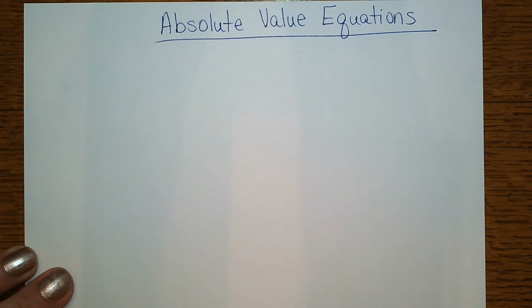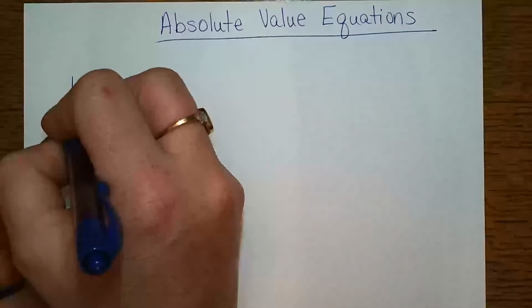When you're solving absolute value equations, you need to remember that most of the time you are going to have two solutions to the equation. The reason is because they are absolute value, and you can have the absolute value of two different numbers and it equal the same number.